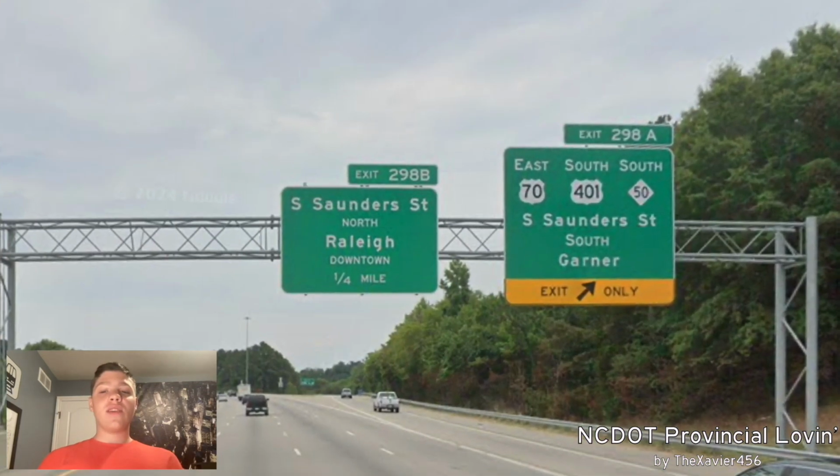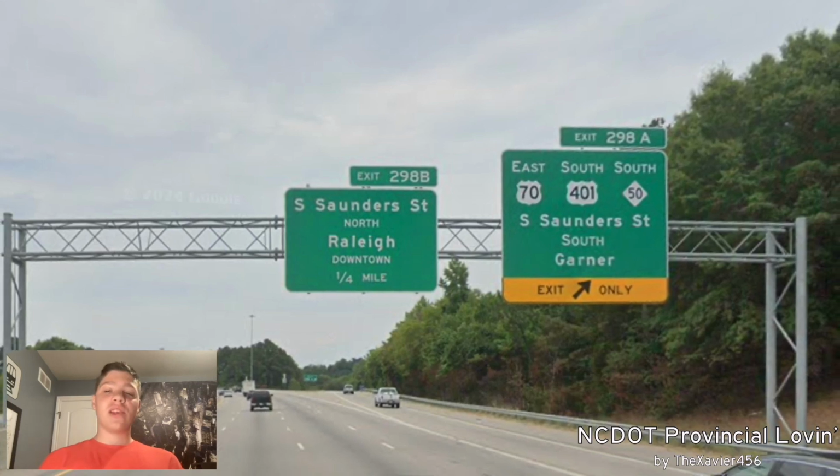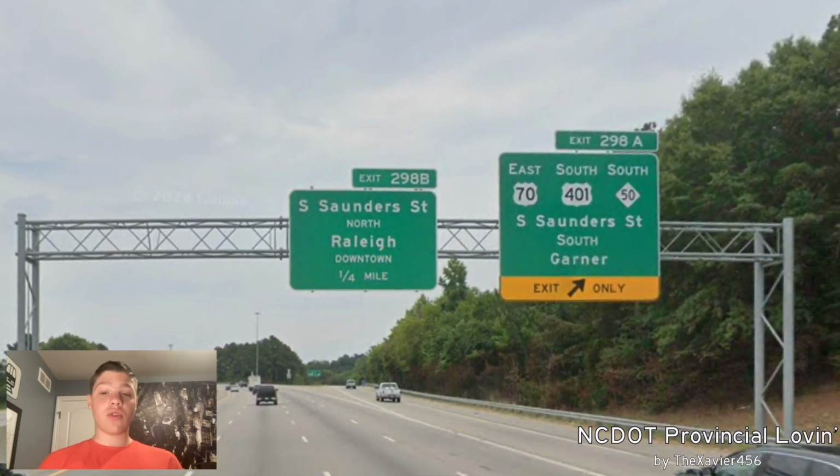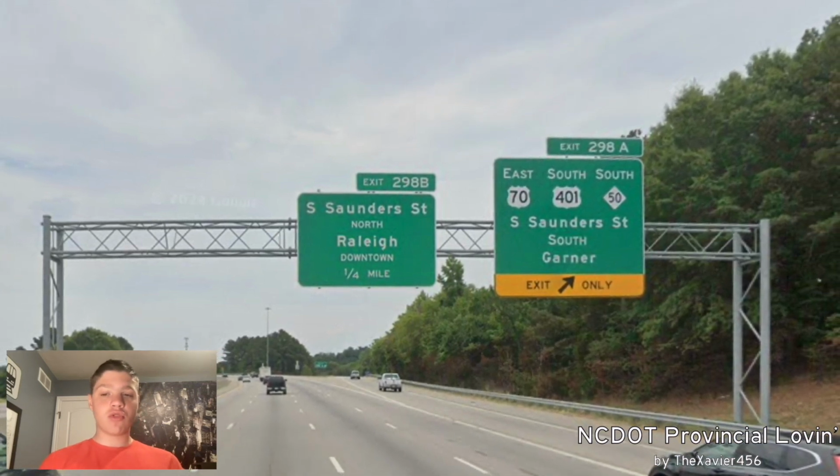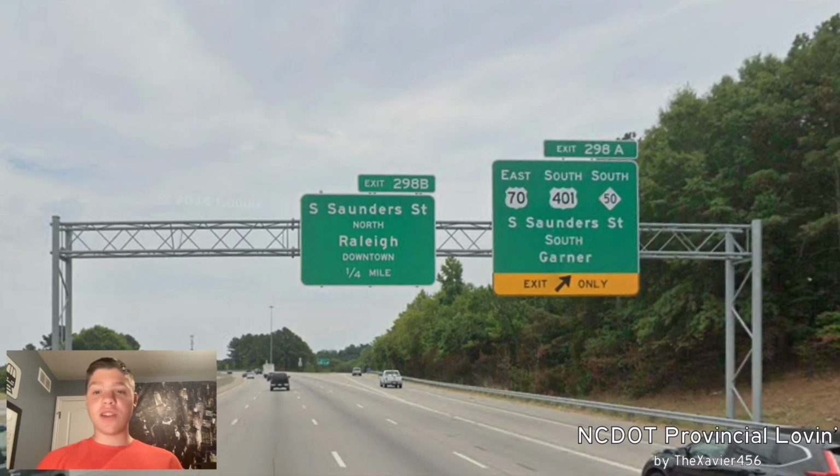And here you meet with US 70, US 401, and NC 50 once again, all signed for South Saunders Street and Garner. You should probably be signing other cities on there for where these routes are going, instead of wasting it on a Kentucky treatment.